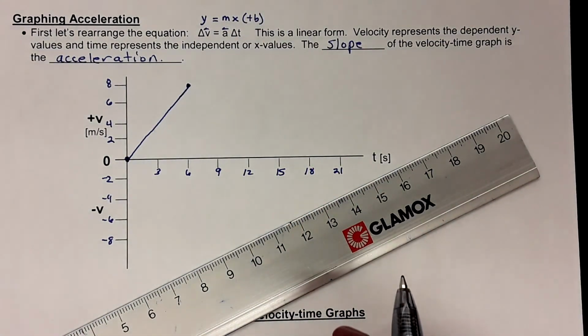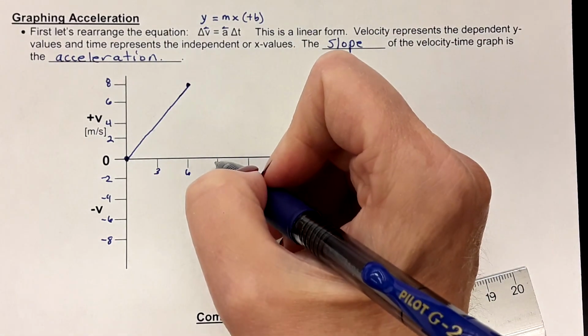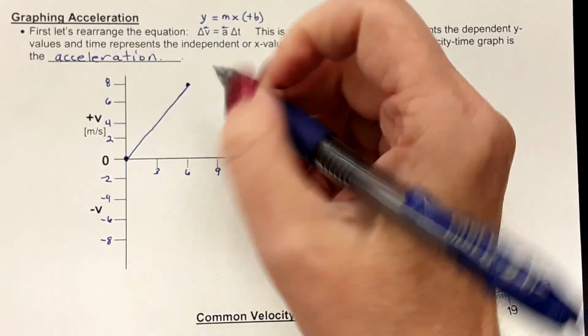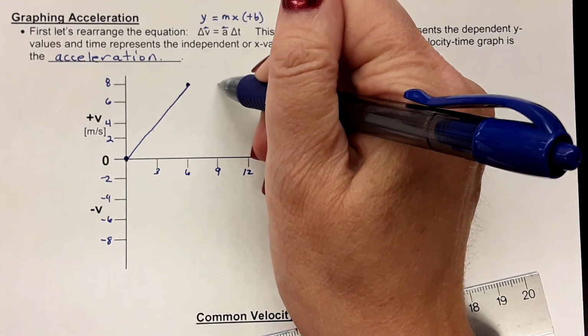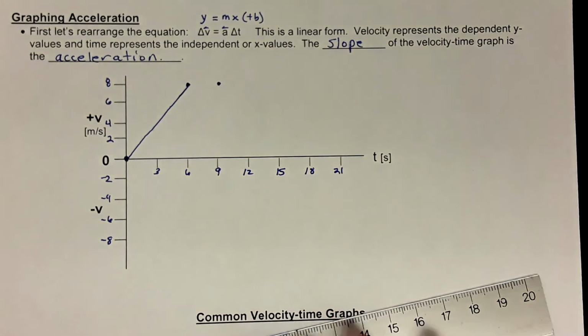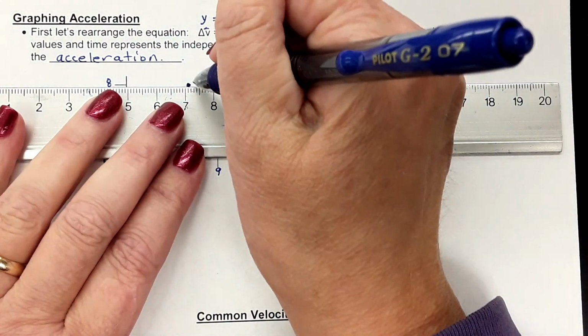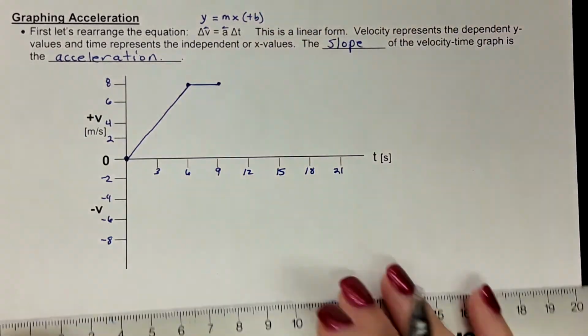Now, I want you to make another dot at 9 and 8. So if we go straight up to the same velocity at 9 seconds, we're going to connect those two with a line, just like that.